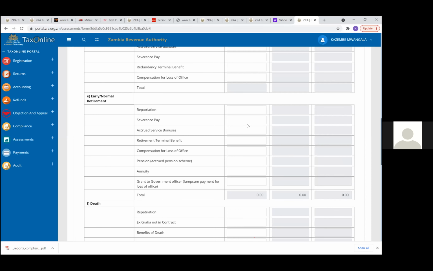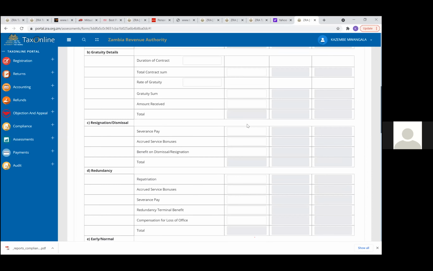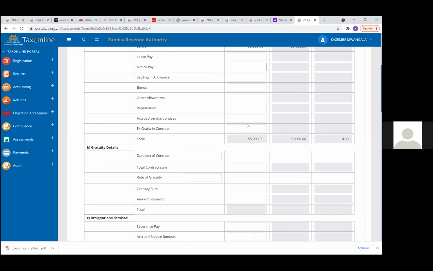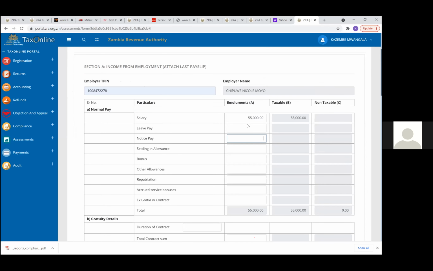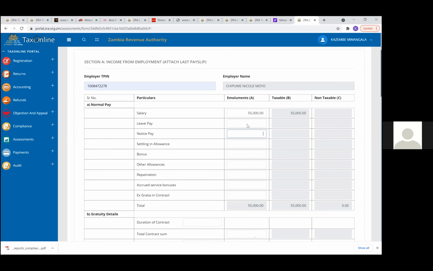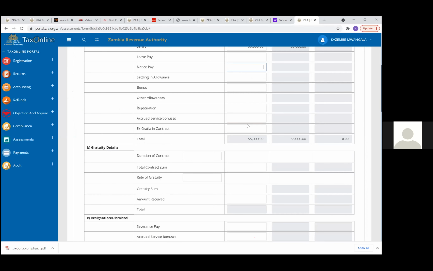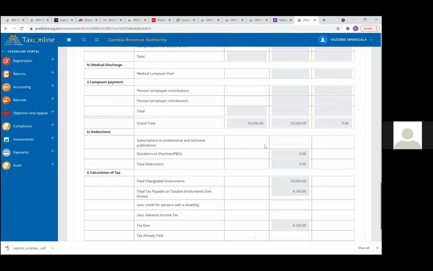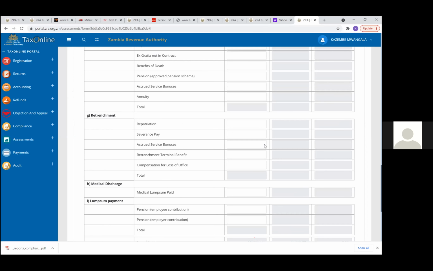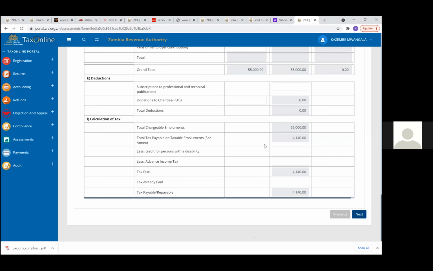So look at a case where this person is differently abled and they are claiming a refund due to the employer not allowing them the credit for those who are differently abled. When they go to fill in that part, they'll now come to this part. Let me just move slowly. For those who would want to fill in this part, remember those things that I was mentioning in the definition of emoluments, you can see that they are here.